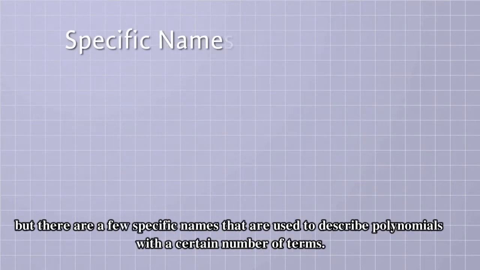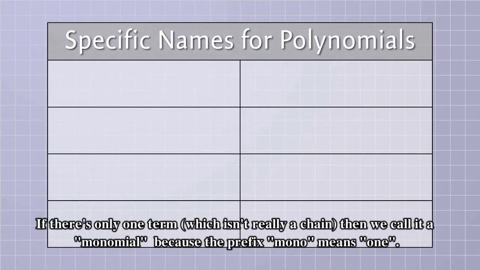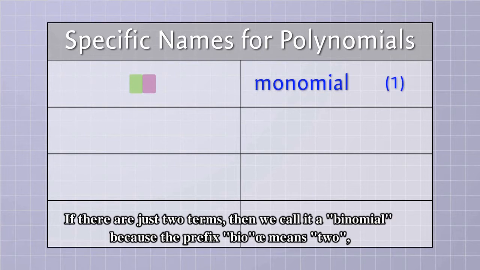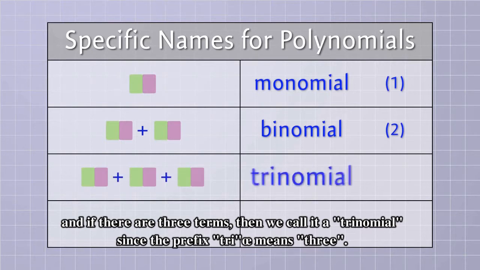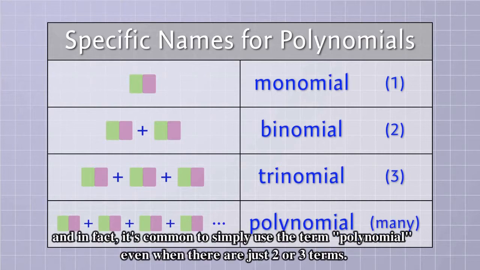But there are a few specific names that are used to describe polynomials with a certain number of terms. If there's only one term, which isn't really a chain, then we call it a monomial, because the prefix mono means one. If there's just two terms, then we call it a binomial, because the prefix bi means two. And if there's three terms, then we call it a trinomial, since the prefix tri means three. Beyond three terms, we usually just say polynomial, since poly means many. And in fact, it's common to simply use the term polynomial even when there are just two or three terms.